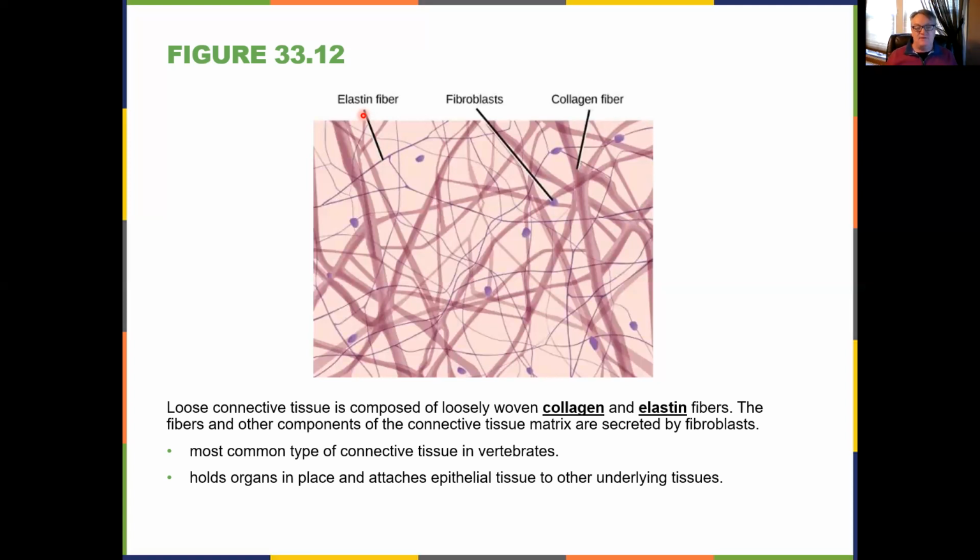Where are we going to find this? It's going to be holding your internal organs in place, and also just underneath the basement membrane of the epithelial cells, and kind of binds everything together. By far, this is the most common type of connective tissue found in vertebrates. And of course, we are vertebrates.